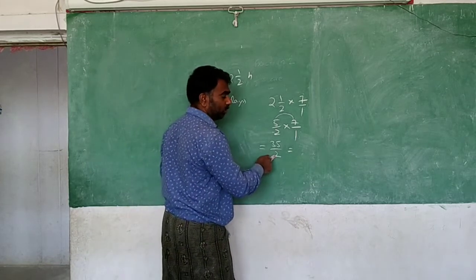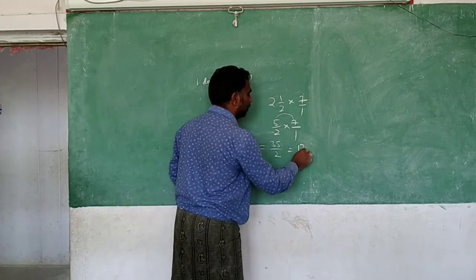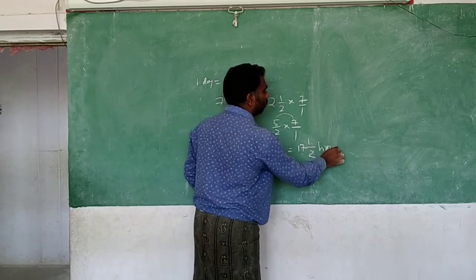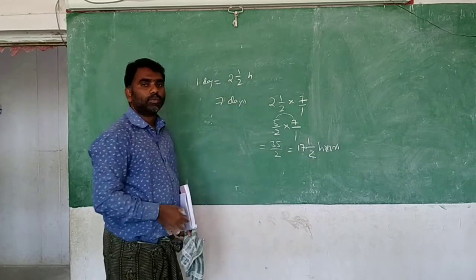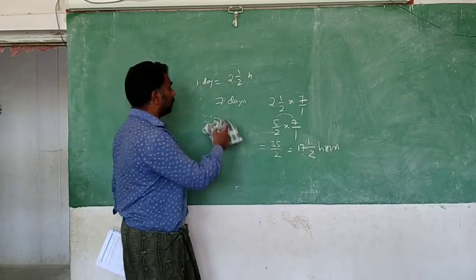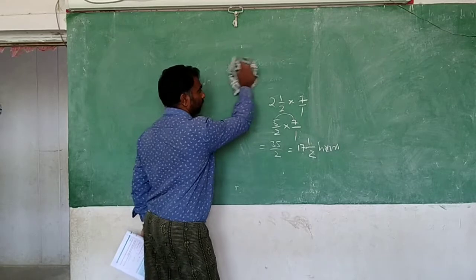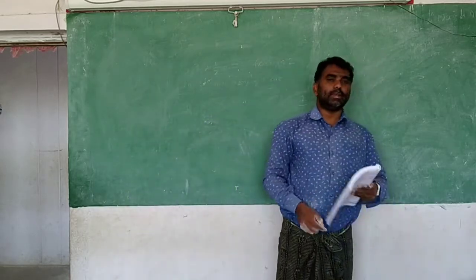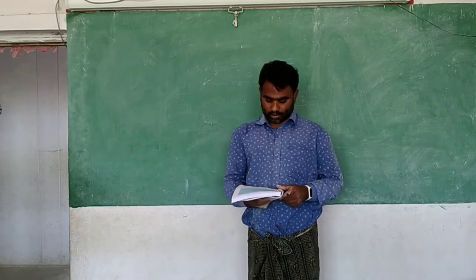Now it is improper. We convert. 2 17s are 34. 1 left. So 17 1/2 hours. So this is the way of finding the verbal problems. So write the steps compulsorily. Just I will explain here, you just remember them and do that.